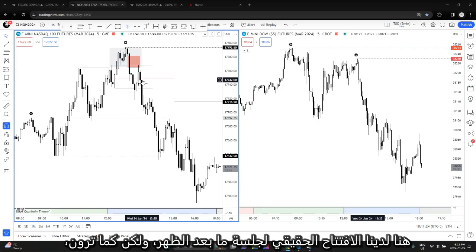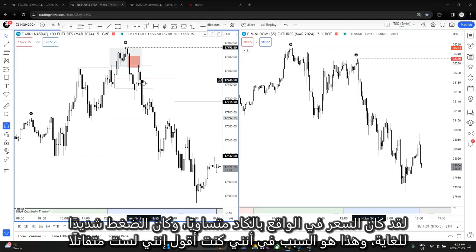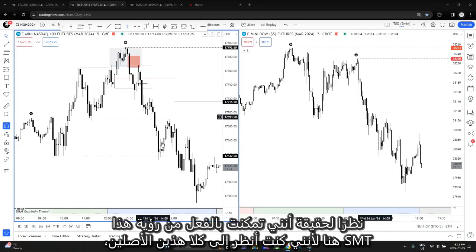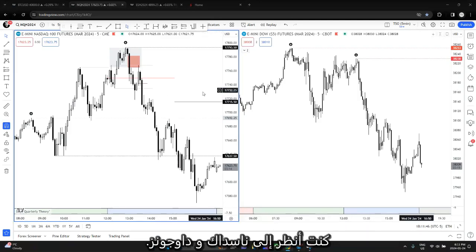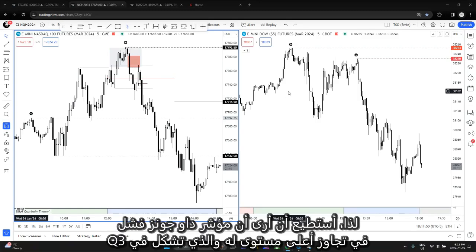Right here we have the true open of the afternoon session, but as you can see, price barely wicked, price was so heavy, which is why I was saying that I'm not bullish here. I could already see this SMT right here because I was looking at both of these assets. I was looking at NQ and the Dow.